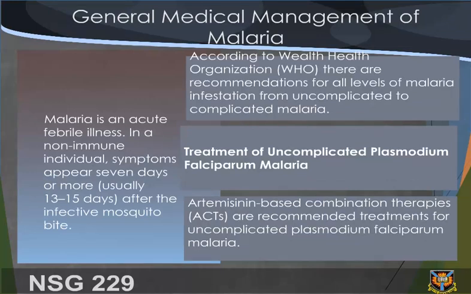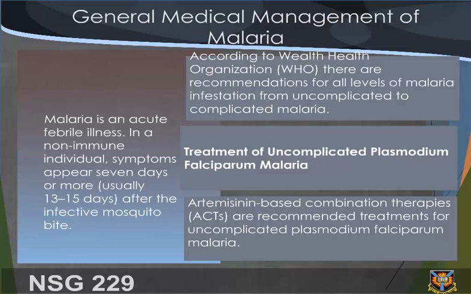General medical management of malaria. Malaria is an acute febrile illness. In a non-immune individual, symptoms appear 7 days or more, usually 13 to 15 days, after the infective mosquito bite. According to the World Health Organization, WHO, there are recommendations for all levels of malaria infestation, from uncomplicated to complicated malaria.